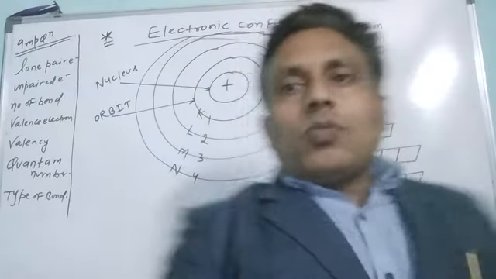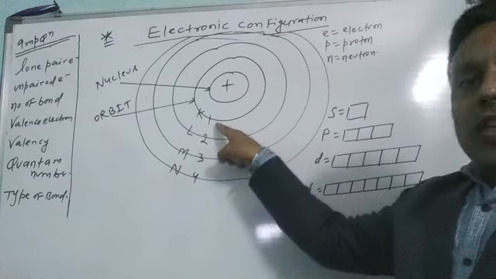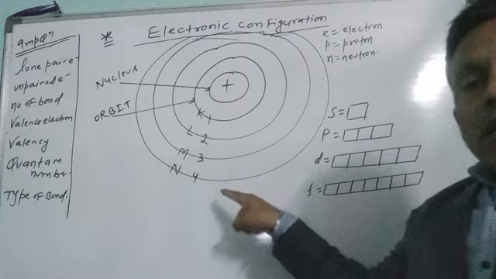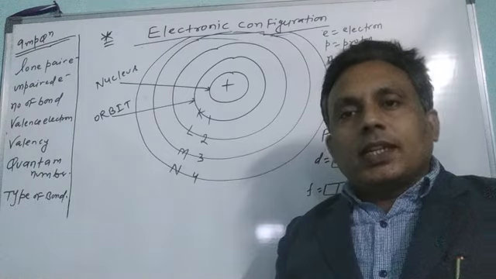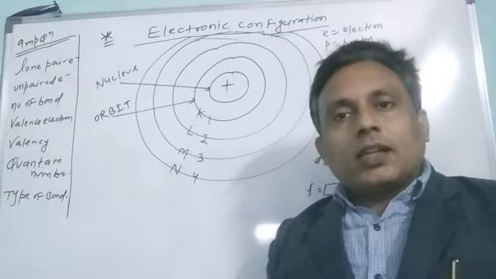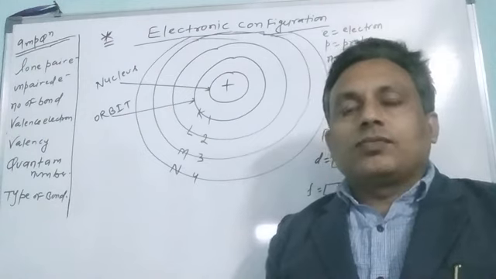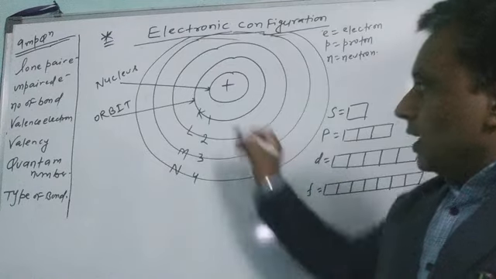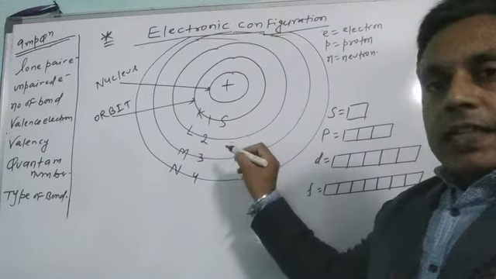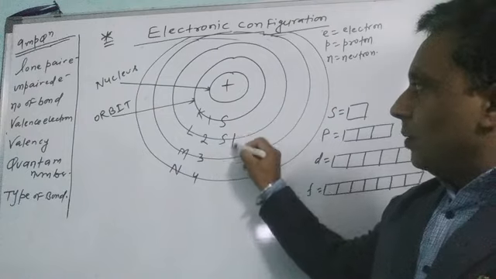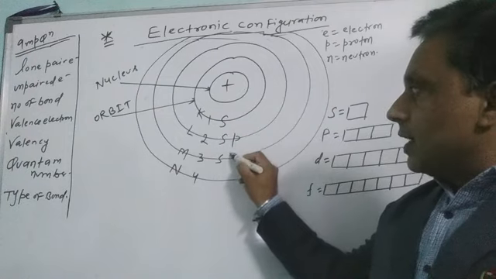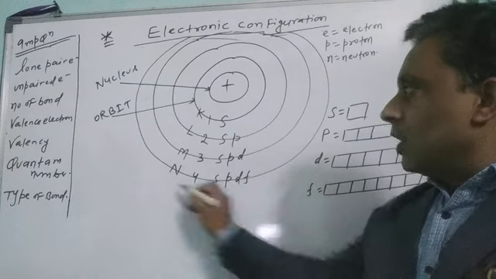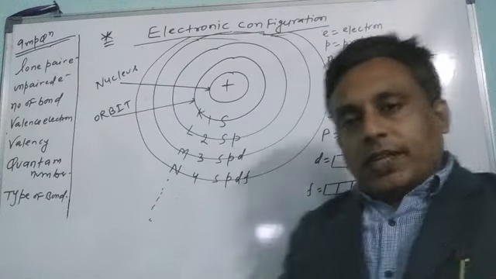So this is the first orbit, this is the second, this is the third, and this is the fourth. The name of the first orbit is K, second is L, third is M, and fourth is N. In the first orbit, the S orbital is present. In the second orbit, S and P orbitals are present. In the third, S, P, D, and in the fourth, S, P, D, F, etc.